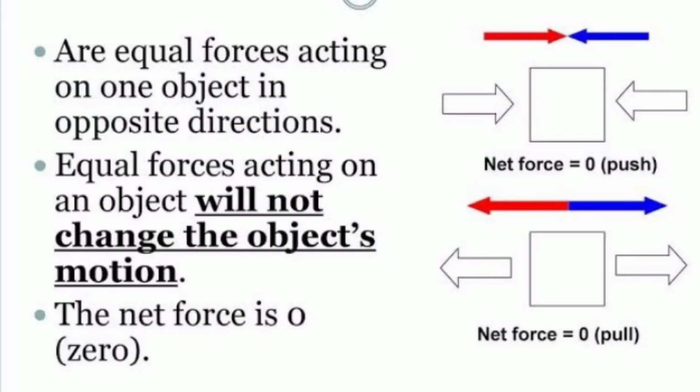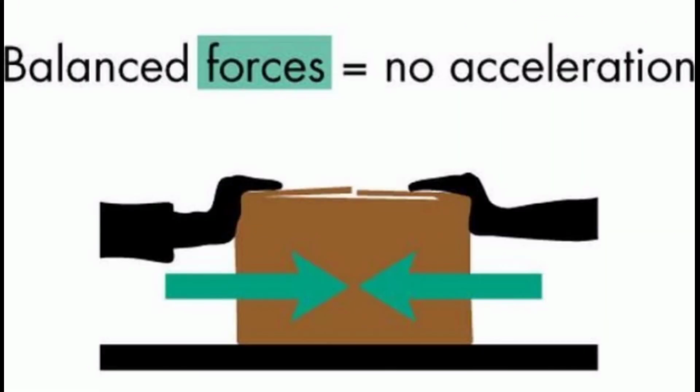So, we can conclude that when two equal forces act on an object in the opposite directions, the resultant force becomes 0 and the object does not move. Such type of forces are said to be balanced forces.